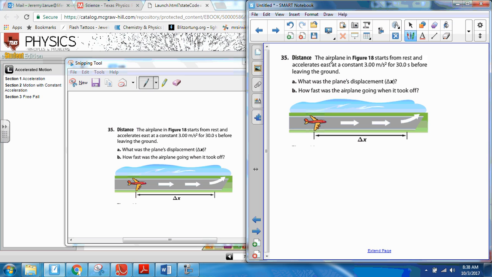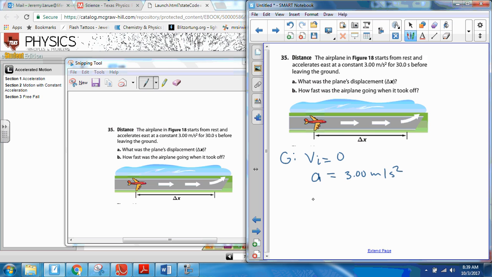All right, so the airplane in figure 18 starts from rest. So what kind of given is that? Good. Whenever I see rest, I should know that something is 0. So in this case, it's starting at rest, so that's V initial is 0. It accelerates east at a constant 3.00 meters per second squared. So since it said accelerates, I bet y'all know that's the acceleration, right? And it took 30.0 seconds before leaving the ground.